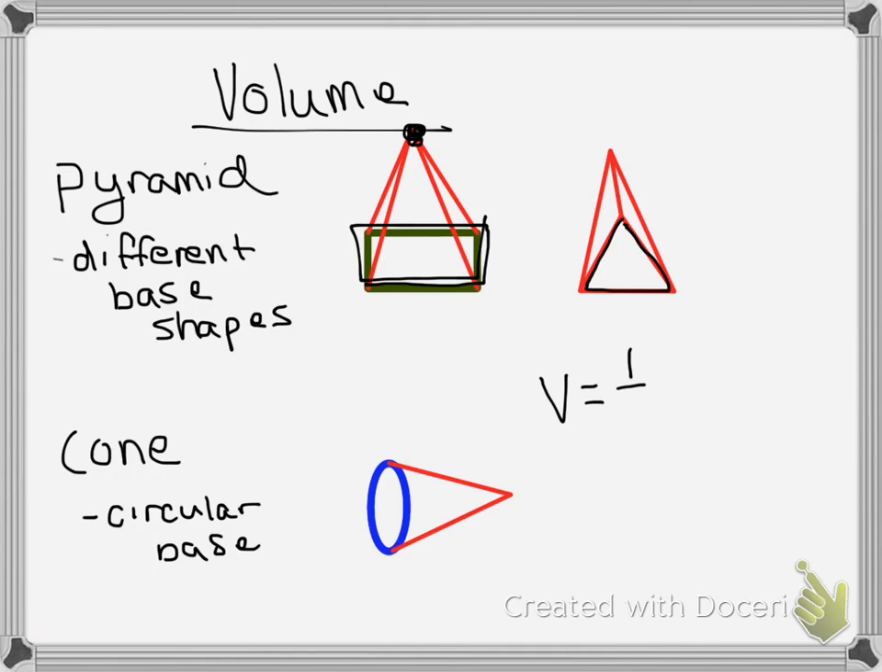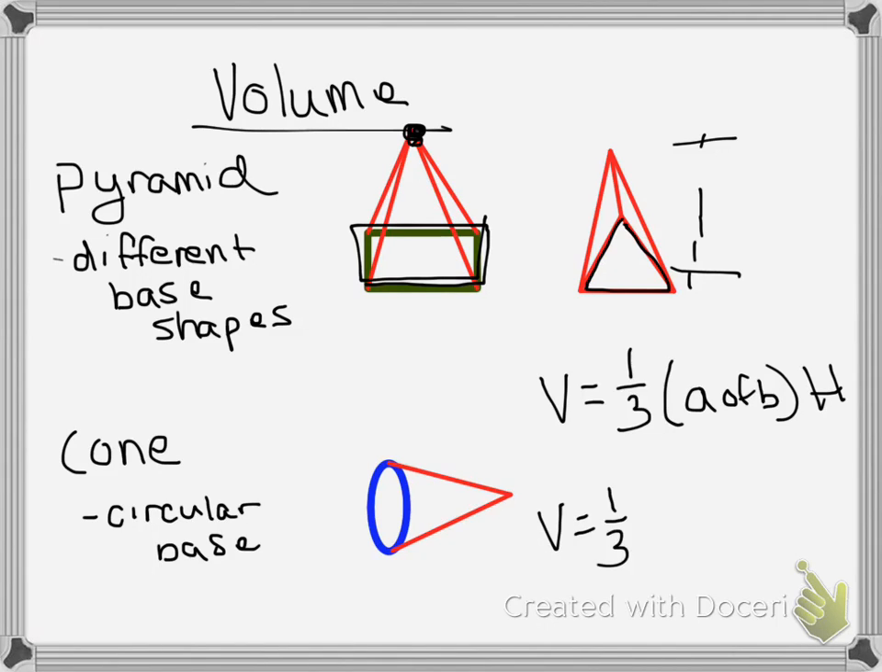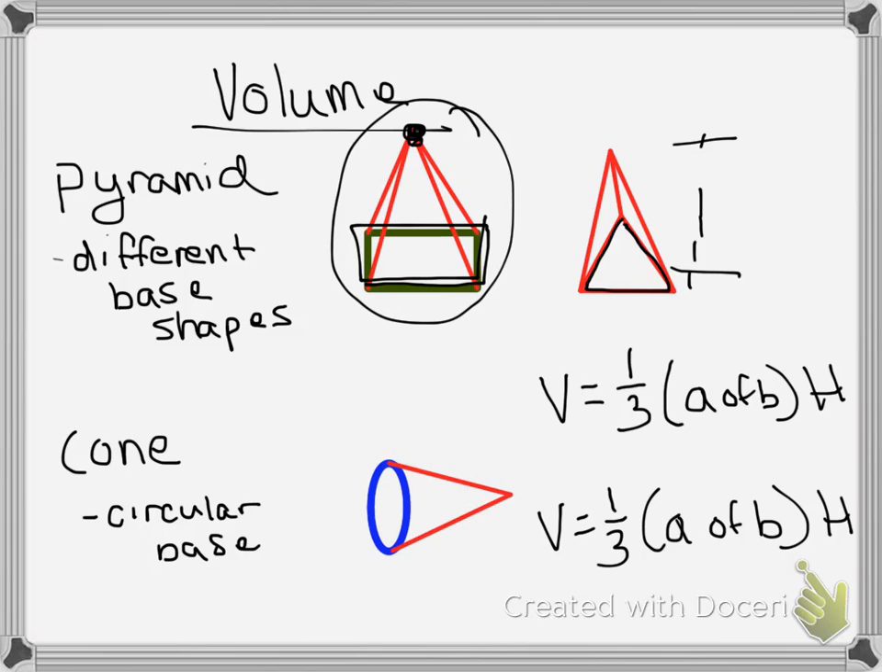So the formula for this is 1/3 area of the base times the height. Remember, that height is what's giving us a 3D amount to fill up. For a cone, we're actually going to use the same formula. Volume equals 1/3 area of the base times the height. So let's talk about each of these. The area of this base would be base times height, or length times width. So volume equals 1/3 length times width, or base times height, times the height.